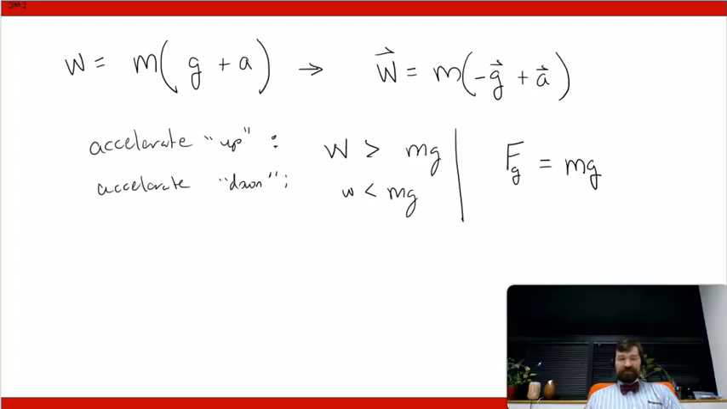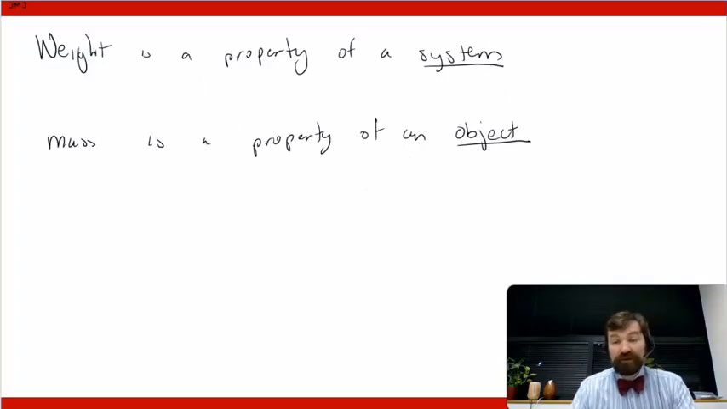So in some sense, weight is a property of a system, mass is a property of an object. Okay, I will say that again. Weight is a property of a system, mass is a property of an object. The object's mass doesn't change if you change where it is in the system or what system it's a part of. The mass does not change, but its weight does change.